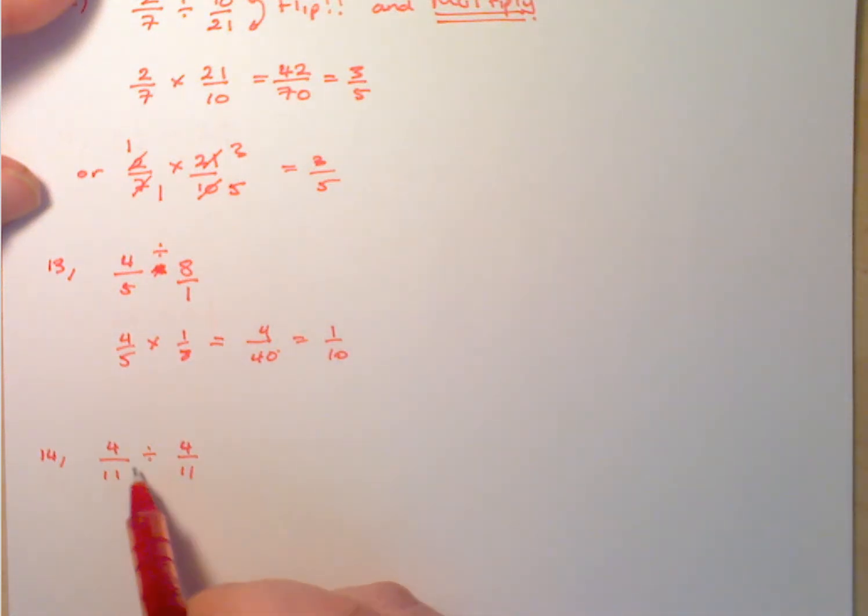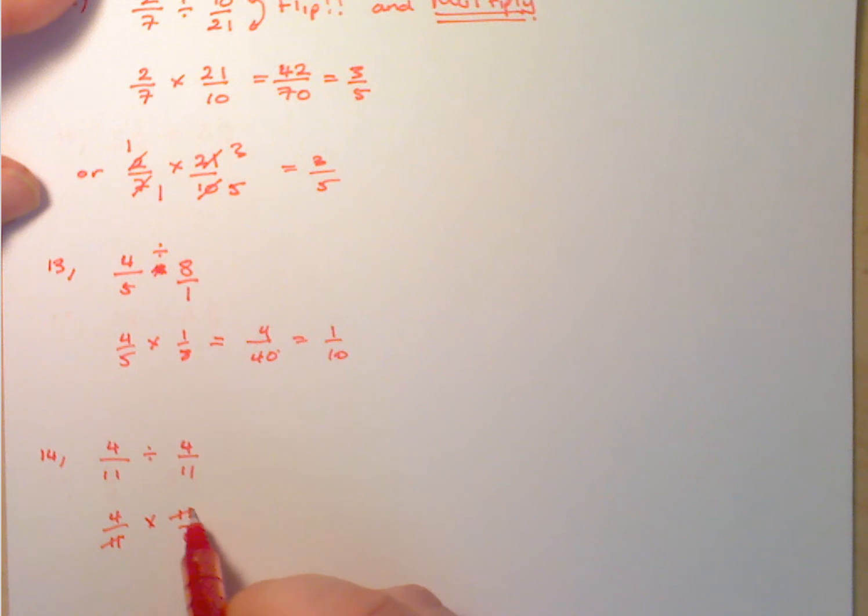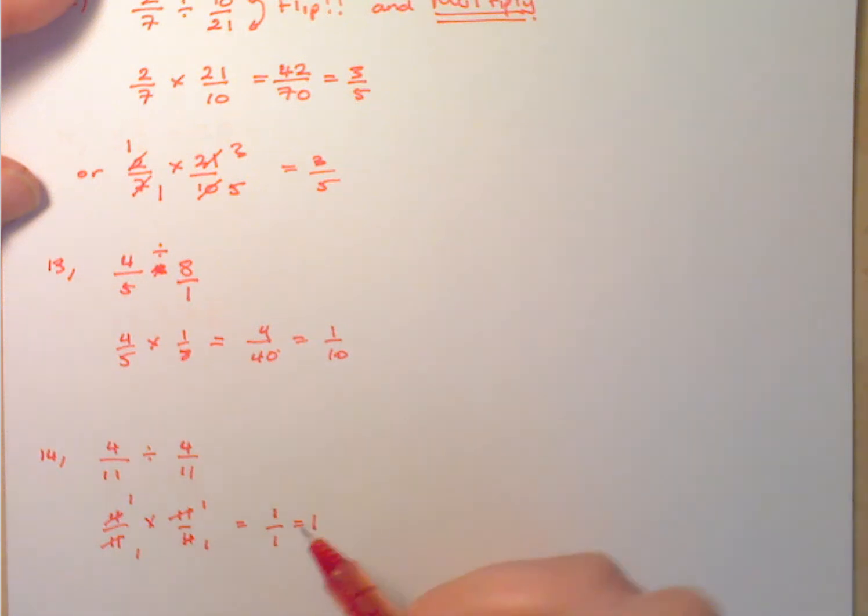Here we're going to stick, flip, multiply, and 11 goes into 11, giving you 1, so you end up with 1 over 1, which is equal to 1. You might have also had 44 over 44, which is also equal to 1.